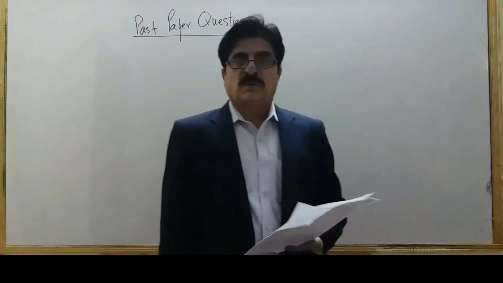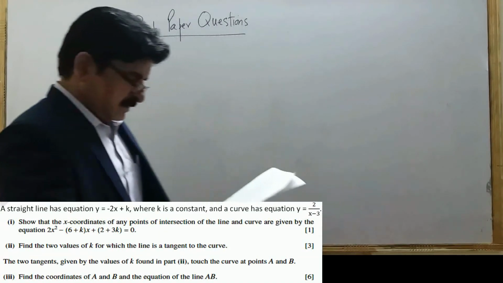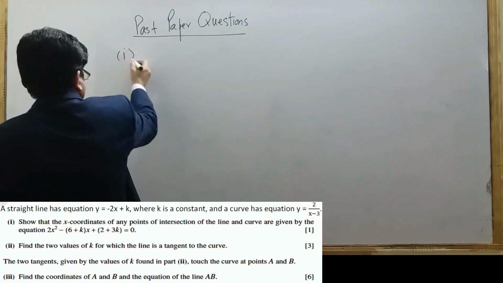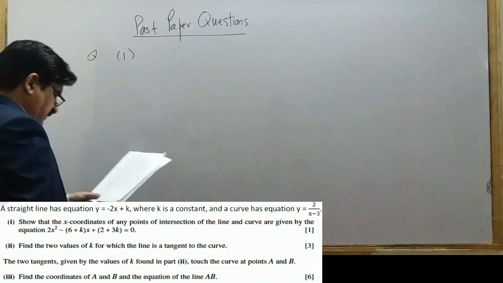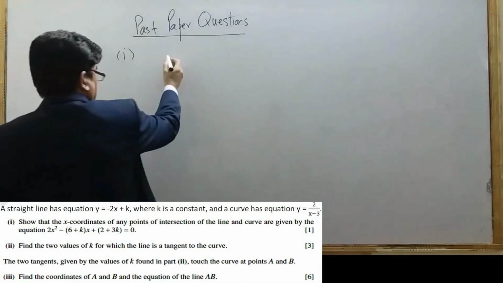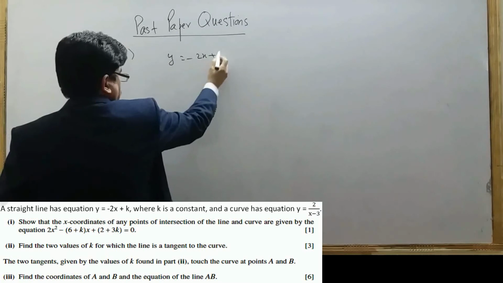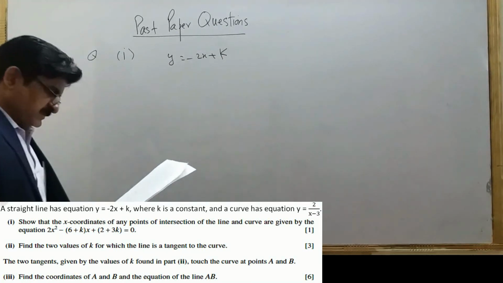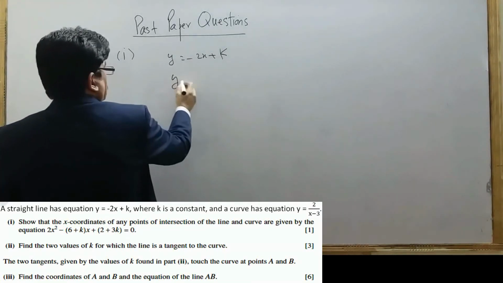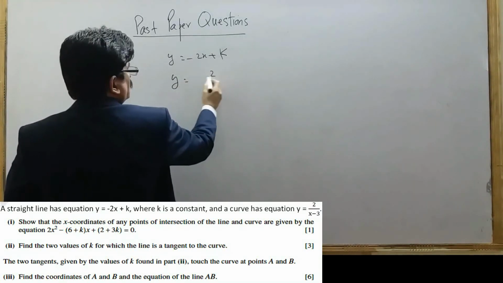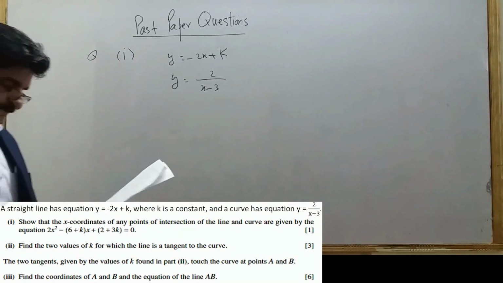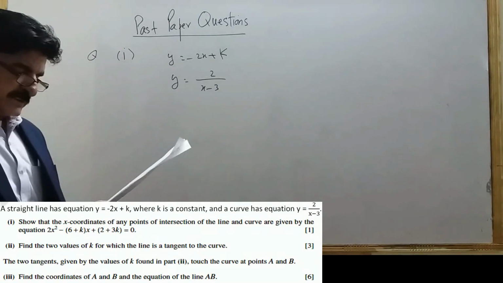Okay, we have two important past paper questions. Read the question. The first part is that you are given a line, again y equal to minus 2x plus k. This is the equation of a straight line, as you know very well. And you are given the equation of a curve. The curve is y equal to 2 over x minus 3. You are asked to show the x coordinate of the points of intersection.